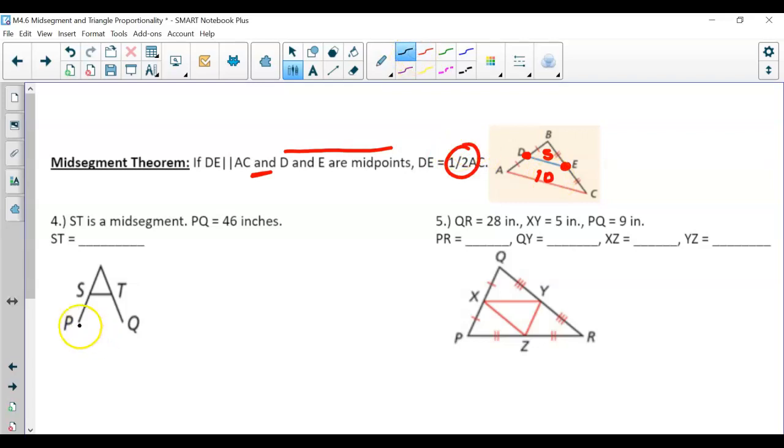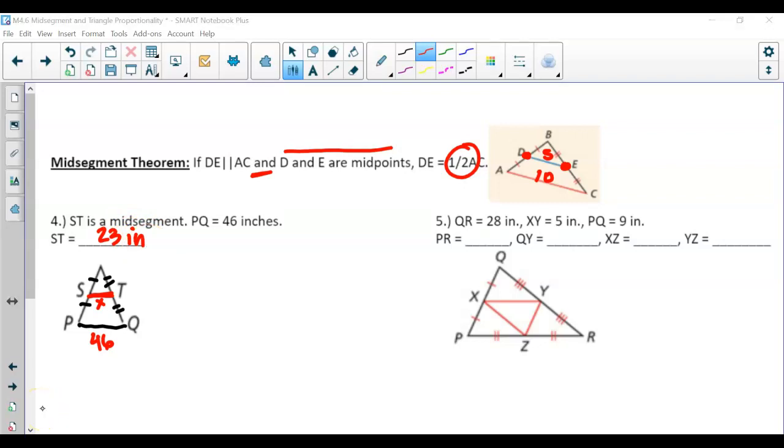So it is exactly half of the side that it's parallel to. Like here, for example, and sorry, this got cut off there, ST is a midsegment. So we know it's going through the midpoint in parallel. So if PQ is 46 inches, then what is the value of ST? Half of 46, which is 23 inches. So go ahead and try 5 here on your own.